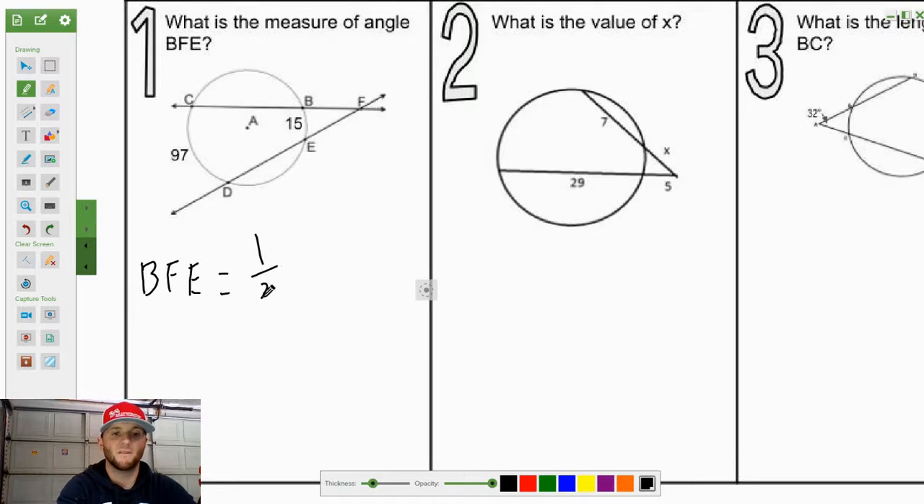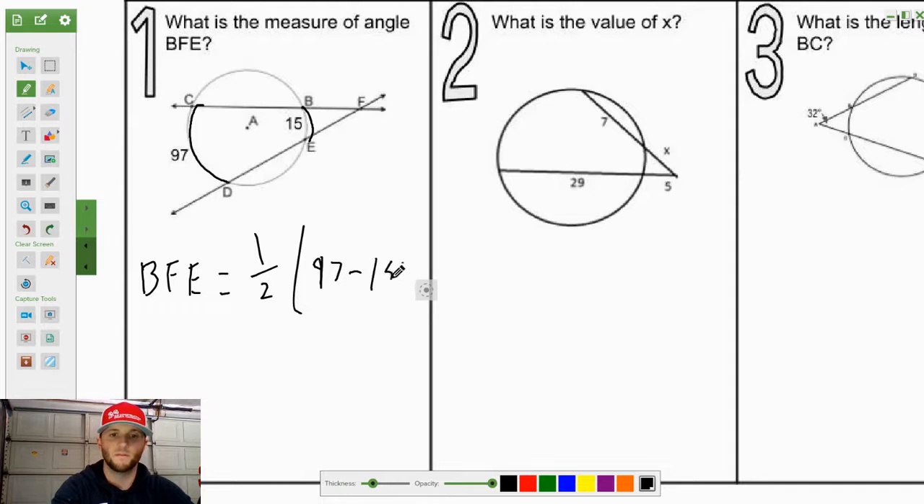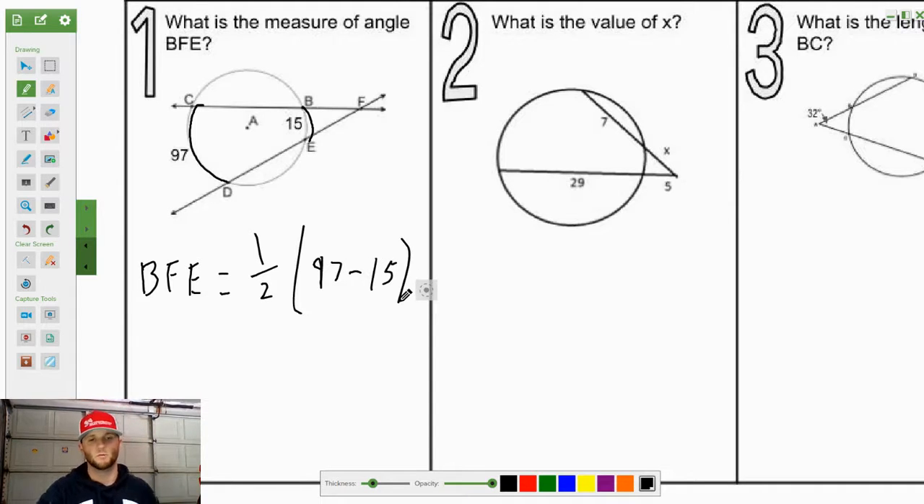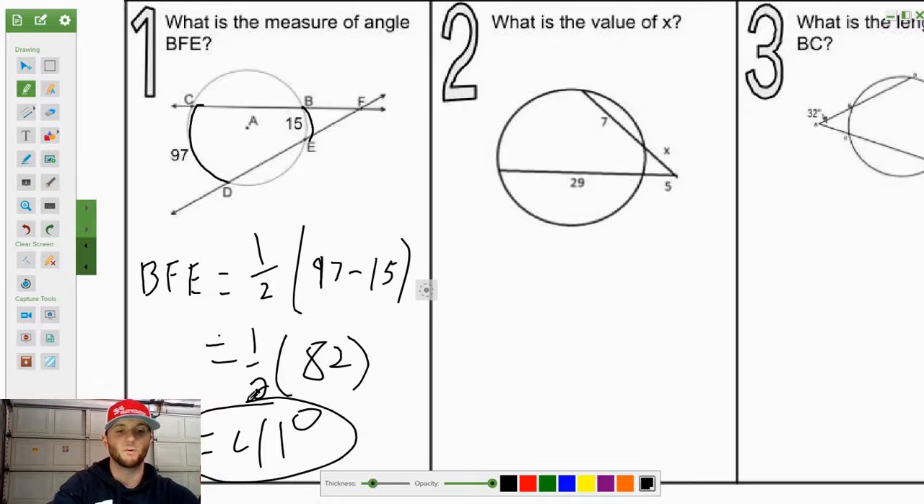I have to take 1/2, and if you look, I have intercepted arc from C to D and intercepted arc from B to E. So I need to take the bigger one minus the smaller one. So the bigger one is going to be 97, and my smaller one is going to be 15. Okay, so right now, 97 minus 15. So 97 minus 15 is going to give me 82. So I'm going to take 1/2 of 82. And when I take 1/2 of 82, divide that by 2, that's going to give me 41. So that means BFE is going to be 41 degrees.